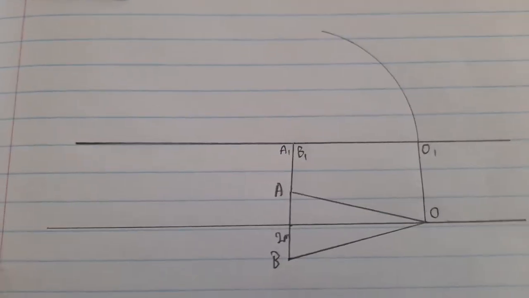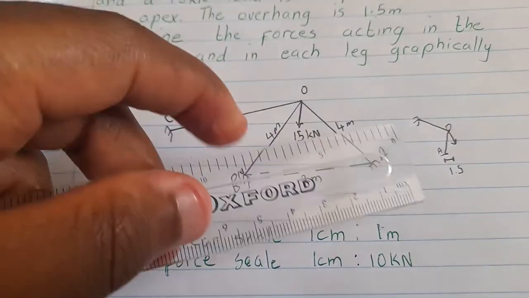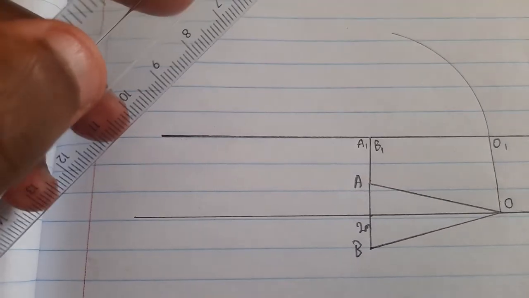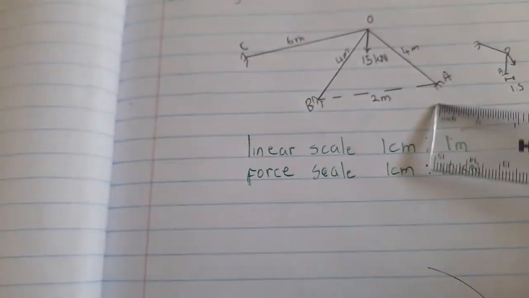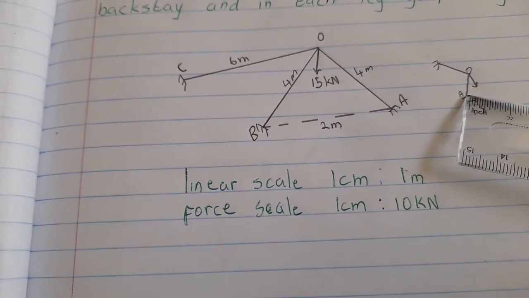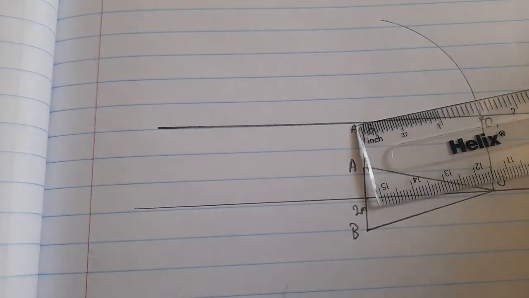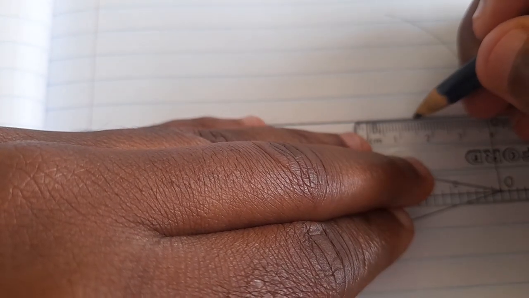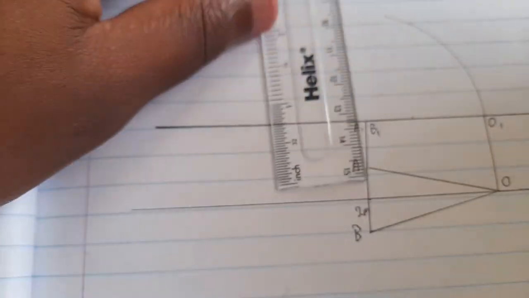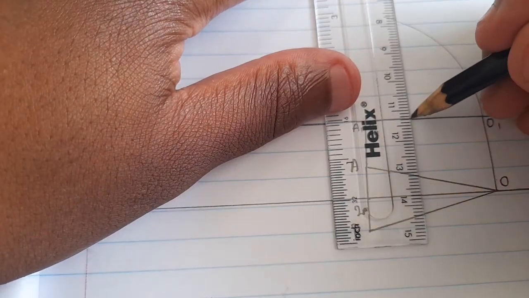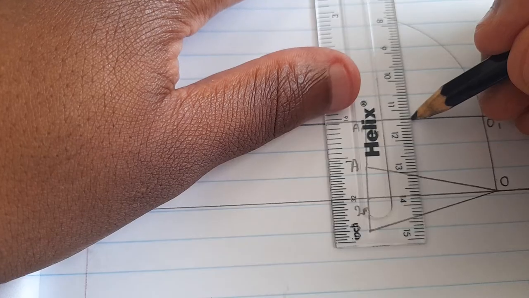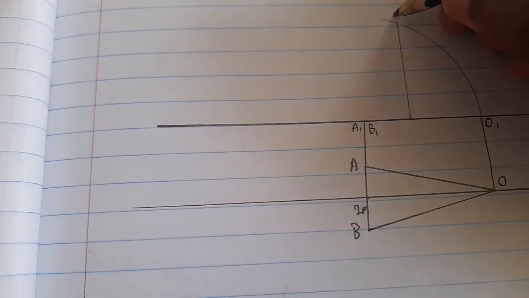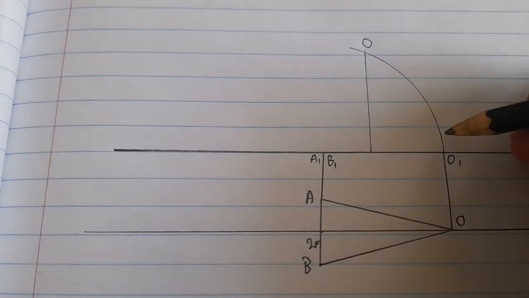From there, if you remember from the question, we have a backstay, an overhang that's 1.5 meters. So how are we going to put that 1.5? And remember, it's 1.5 from A, which is A1, B1 in this case. So we're going to measure 1.5 centimeters. Okay. Puts us over there. And then from there, we just draw a construction line going up. Vertical one. Okay. Over there. And that will give us our apex O. Okay. So it's from O to O1.